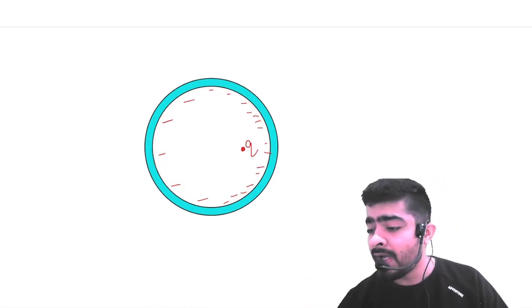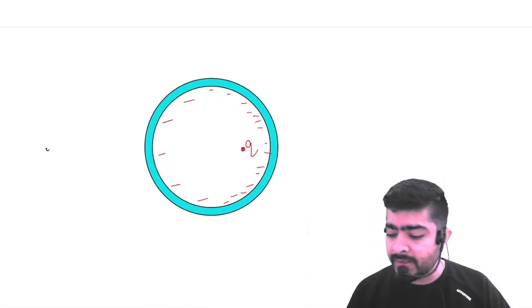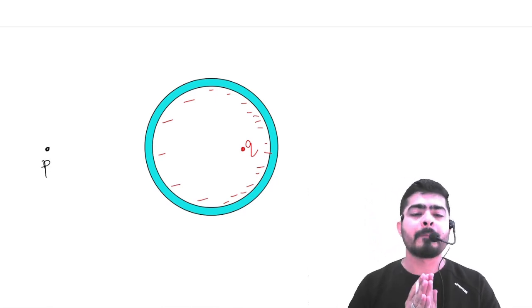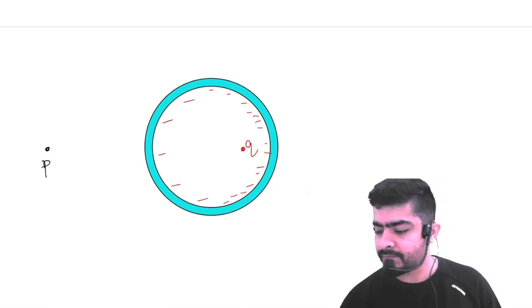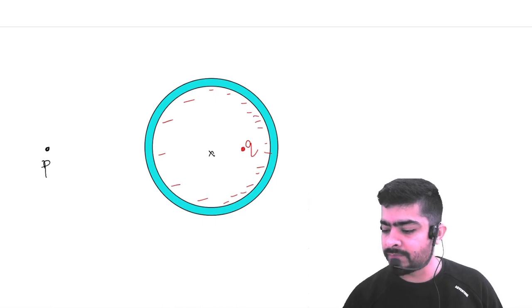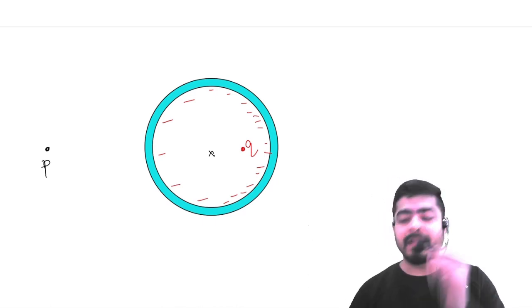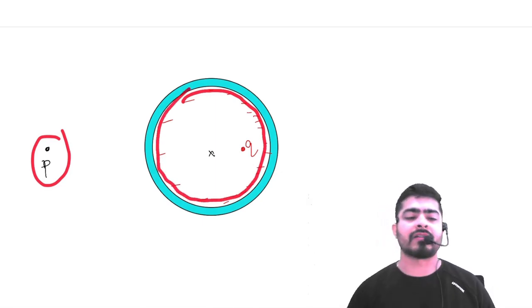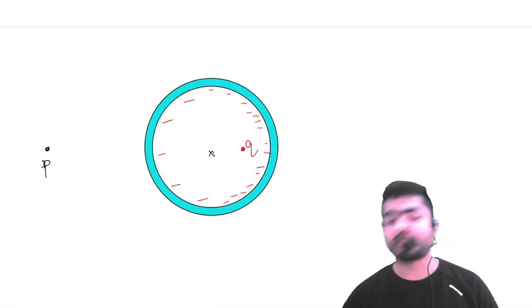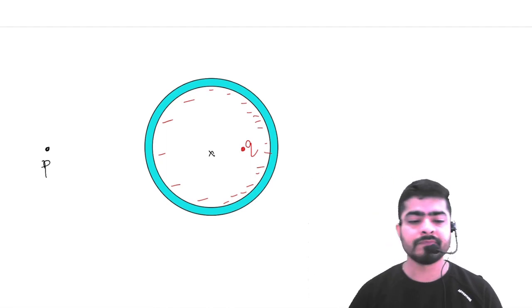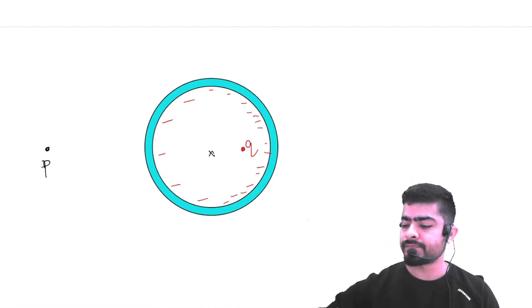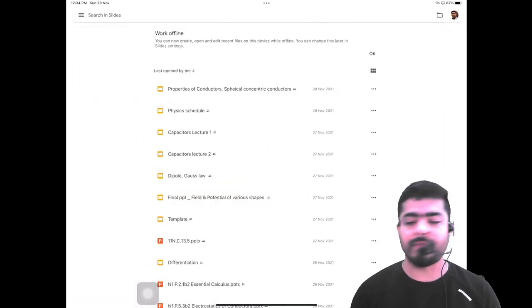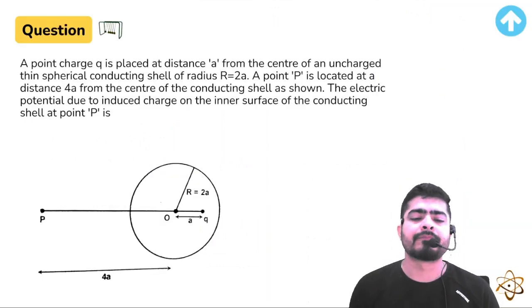Correct. And now we have a point P over here. So we have to find the electric potential at P due to this negative charge. Got the point? Now think how to solve this question. I'll just jump back to the question for your reference.